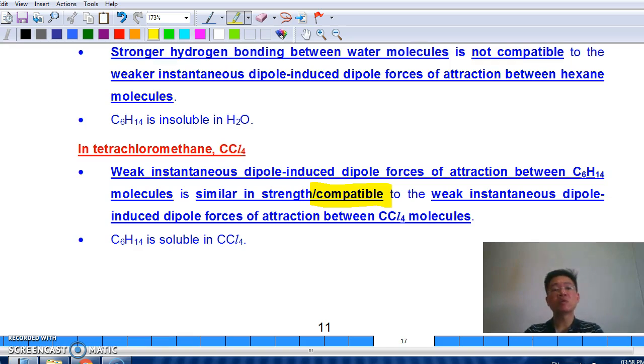And this is the principle for some of the organic solvents like kerosene, thinner, turpentine. They are used to clean off paint marks, clean off markers, marks on the wall, because they can dissolve non-polar molecules.